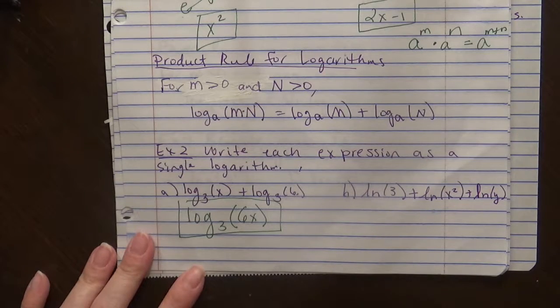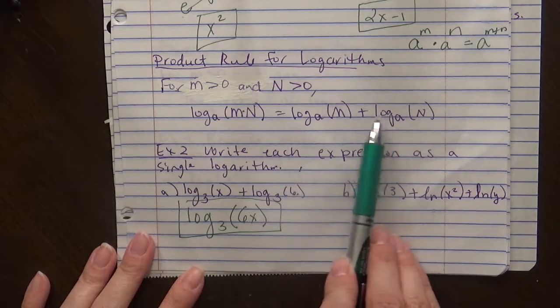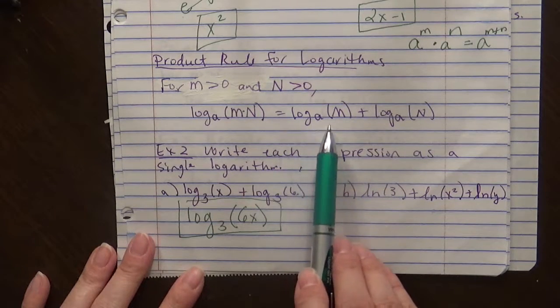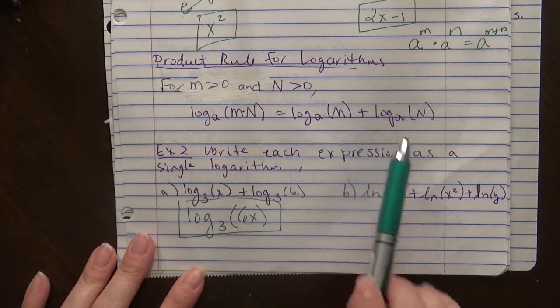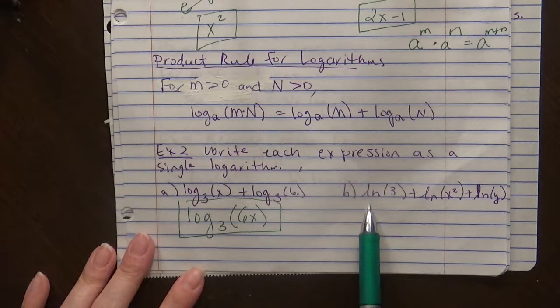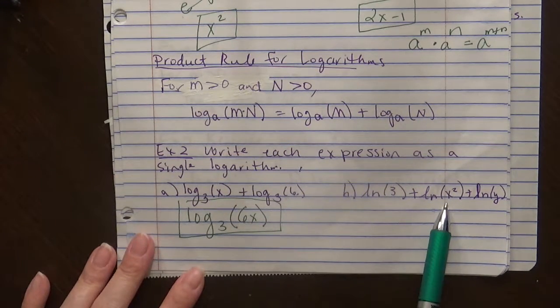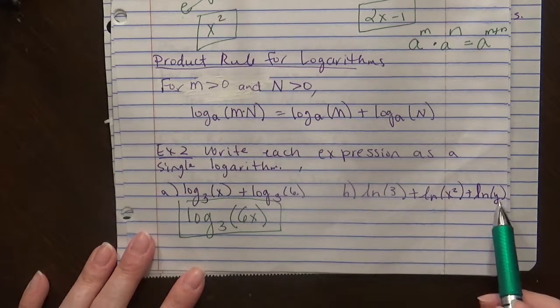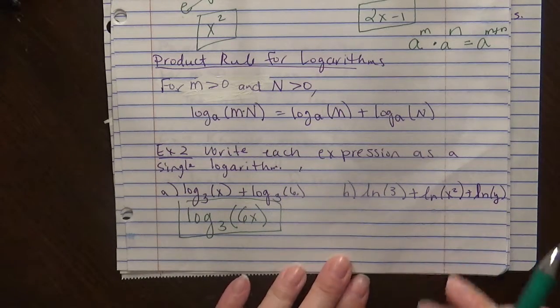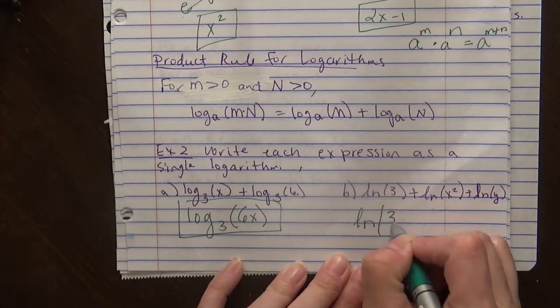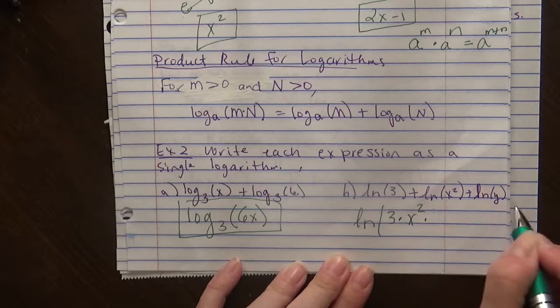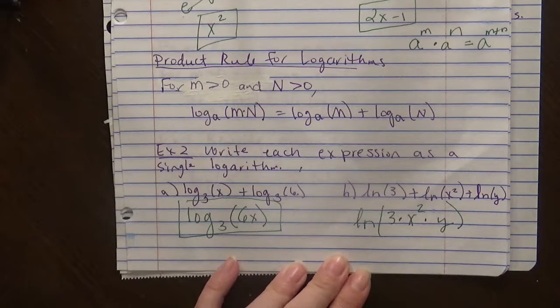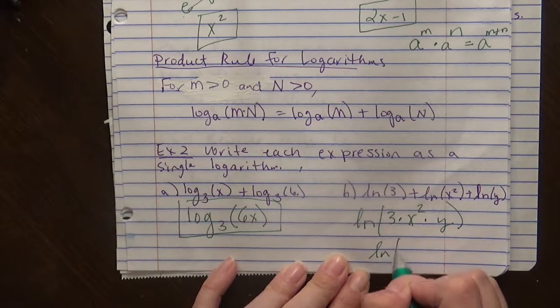In part B, again, we're starting on the right side of our rule over here. We've got separate logarithms that are being added, and what is our base in part B? We've got natural log of 3 plus natural log of x squared plus natural log of y. Again, we know that natural log means log base e, so that means they all have the same base. So we can combine these. We're going to multiply the 3 with the x squared and the y inside our natural log function. So we want to say natural log of 3 times x squared times y. Or I can just simply write that as the natural log of 3x squared y.